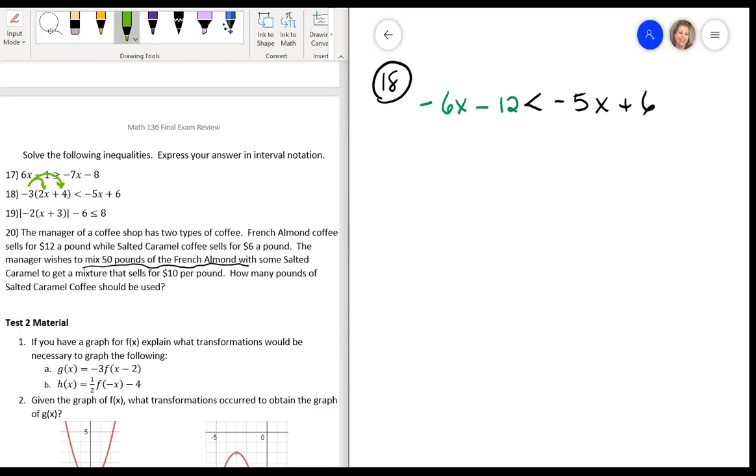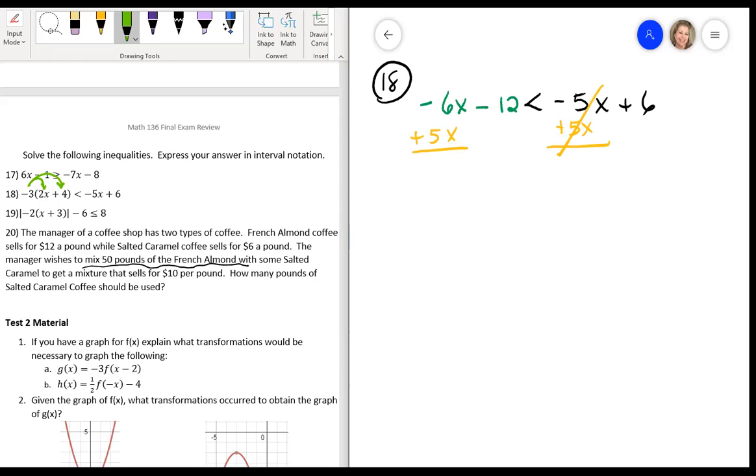Now, I got x's on both sides. So when it comes to inequalities, as far as writing them in interval notation or in set builder notation or graphing them, it always makes more sense to me when the x is on the left. So I'm actually going to add 5x over on this one. I know it's going to give me a -x, but I'll deal with that later.